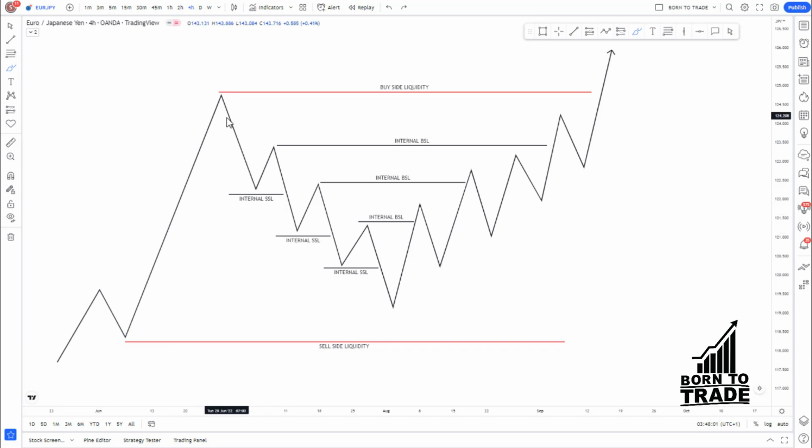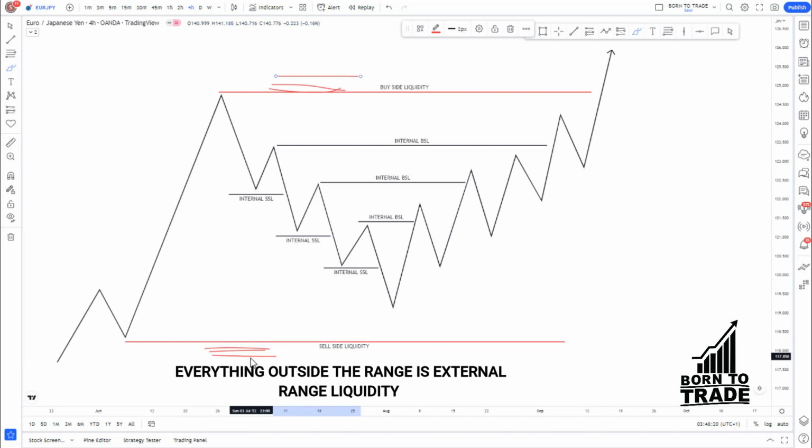Okay, so during the pullback, what can you see? What you can see, price starts to print an internal structure, and what you need to understand from here is that this is your sell side liquidity. This is the external side liquidity right here, your sell side liquidity, the external side, and this is your buy side liquidity, that is the external range liquidity. Everything outside here is external.